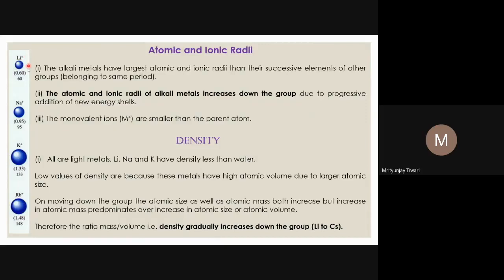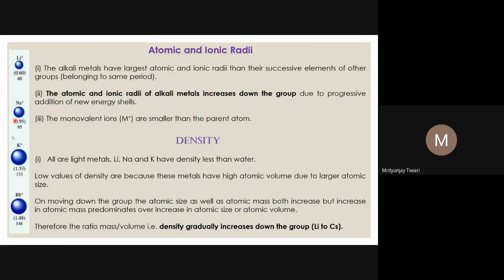So one can see here the lithium cation has ionic radius 60 picometer, then Na plus 95 picometer, potassium 133 picometer, and rubidium 148 picometer. You see the ionic radii is increasing continuously as we go down the group. So this we get as the trend.